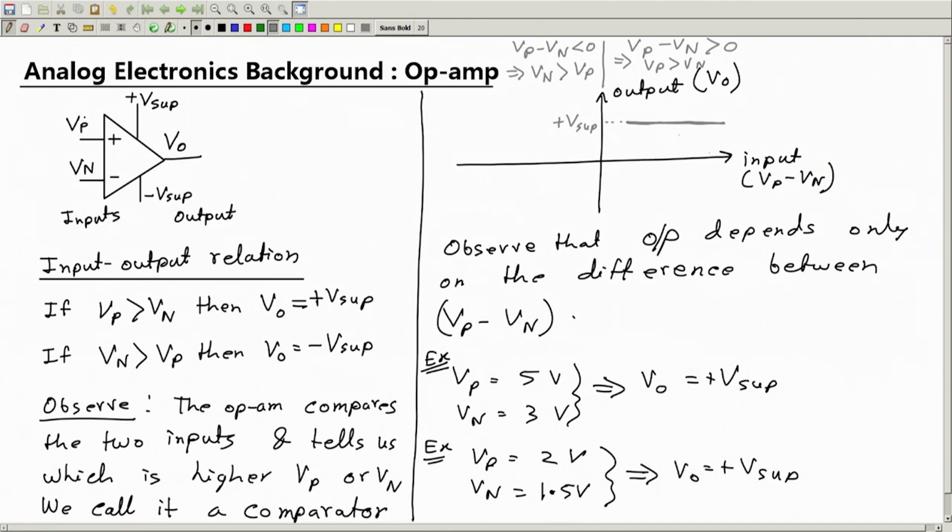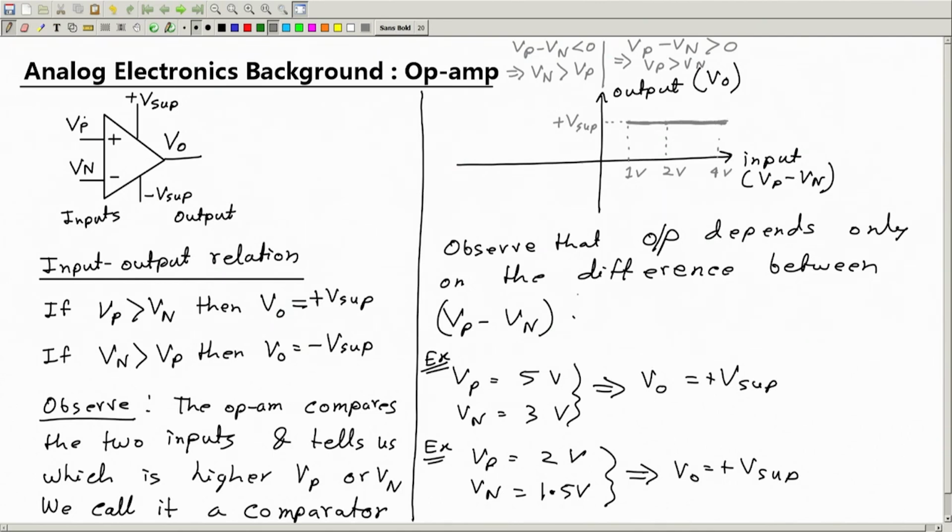The difference can be VP, so say here VP minus VN is 1 volt. Then also the output is plus V supply. Say here at this point the VP minus VN is 2 volt. Then also the output is the same, plus V supply. Say here this value is 4 volt, so that means VP is 4 volt more than VN. Then also the output is plus V supply. So therefore we have a straight horizontal line.